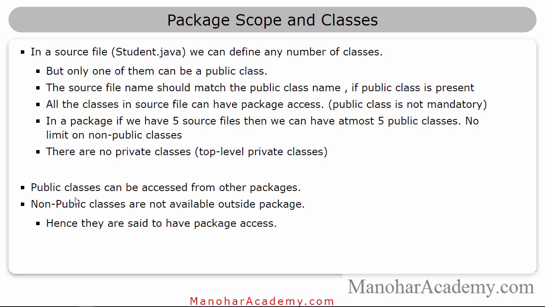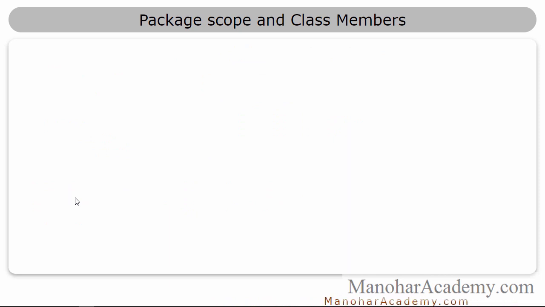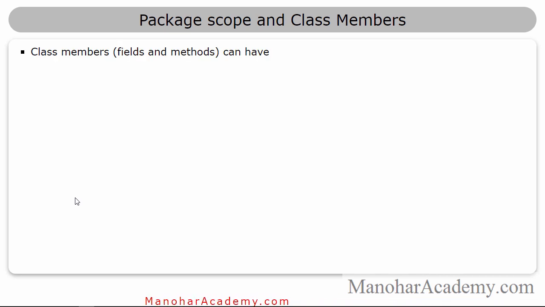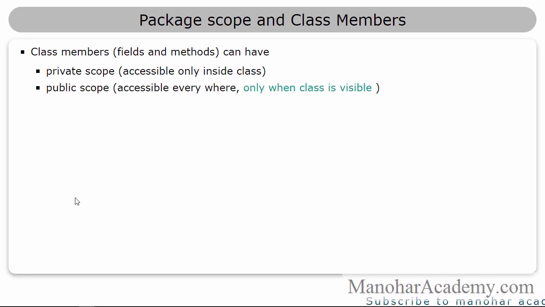Now we are moving a bit deeper and talking about the package scope and the class members. We know the class members, right? The fields, the methods, all those things. These class members can have private scope. If they are private, we know that they are accessible only inside that class. They are not even available outside that class. We also know the public one. Whenever it is public, it can be accessed from other classes, other packages, everywhere. But as we are talking about members, the public members will be available in other packages only if the class is public. If the class itself is not available because of the package scope of the class, even if the members are public, they won't be available. The class has to be available first, only then you can access these public fields.